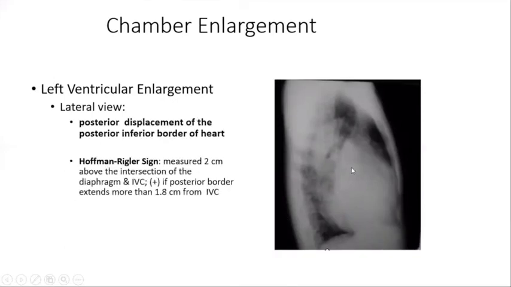Similarly, on lateral view, there is posterior displacement of the posterior inferior border of the heart. The left ventricle is located posteriorly and inferiorly. So the border formed by this left ventricle is more prominent and it is displaced more posteriorly and inferiorly. So always keep this in mind.